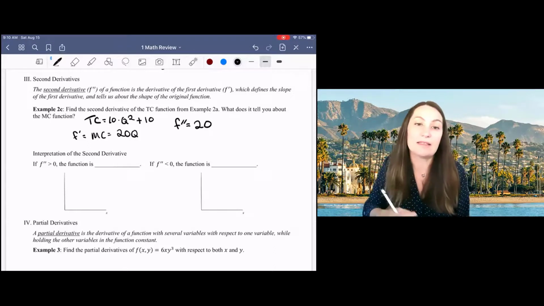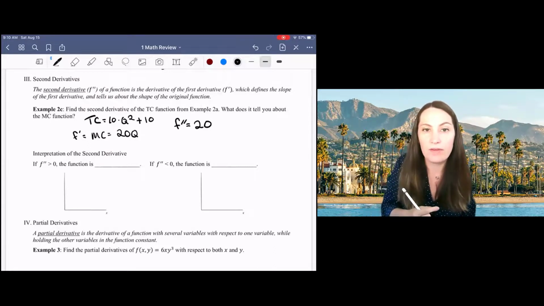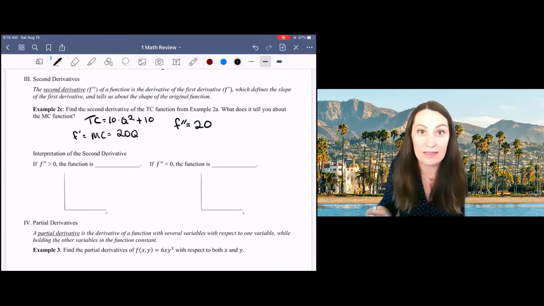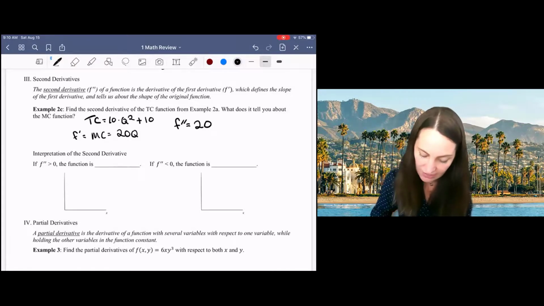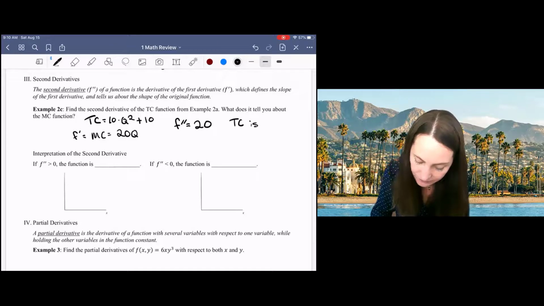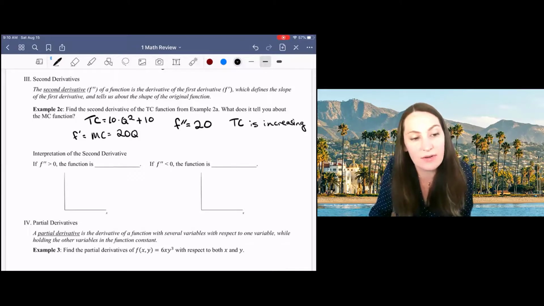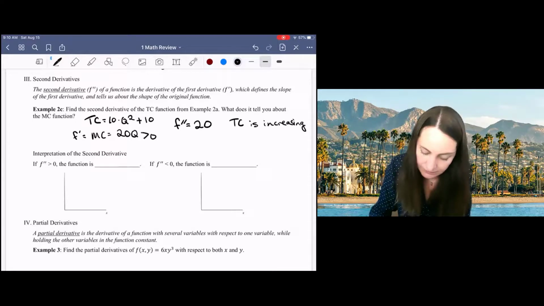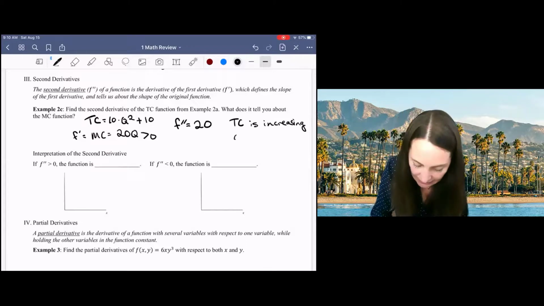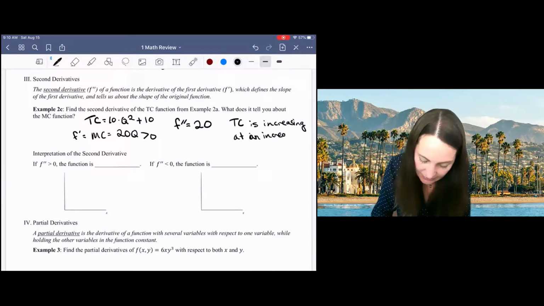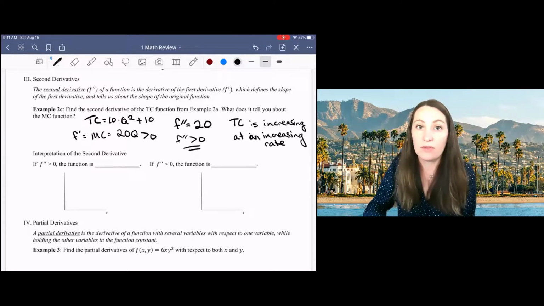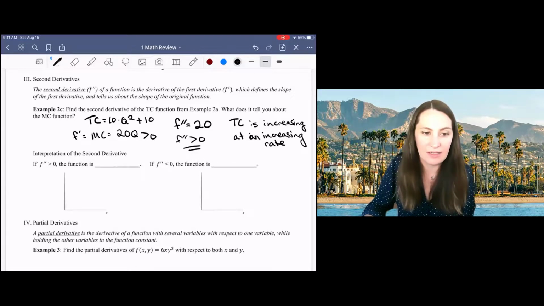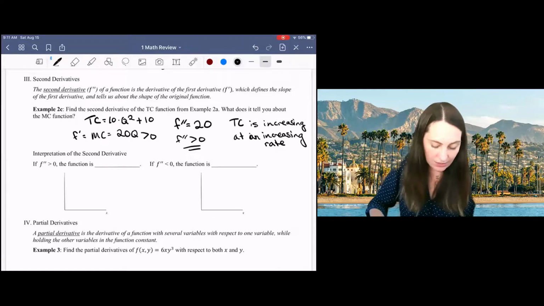What does that tell me? It tells me that the slope of the function is increasing. In other words, that the total cost function is increasing. I know it's increasing because the first derivative is positive. And I know it's increasing at an increasing rate because the second derivative is positive. So the sign of the first and second derivative tell me about the shape of my original function. It's increasing at an increasing rate. And that's what we call convex.